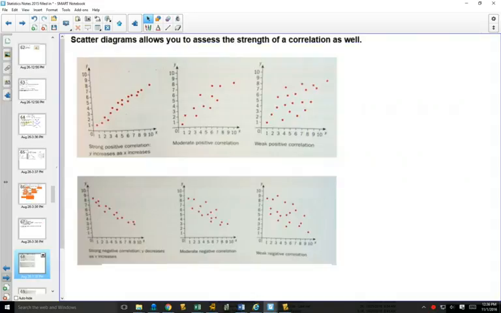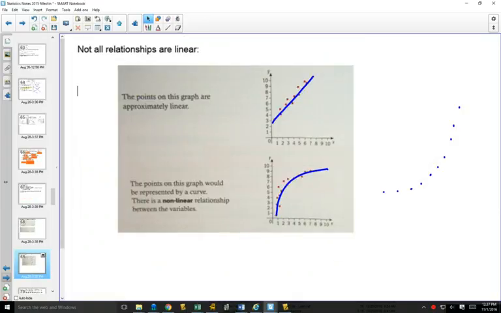Now I talked about before, there's more than just strong and weak, more than just positive and negative. If the dots are all close to being a straight line, we would say that that is a strong positive correlation. If they still seem to be increasing but are more spread out, that would be a weak one. And something in between you could call moderate. Same thing with negative correlations. And we're going to find out later that there's ways to measure the strength of how something correlates, if it's strong or not.